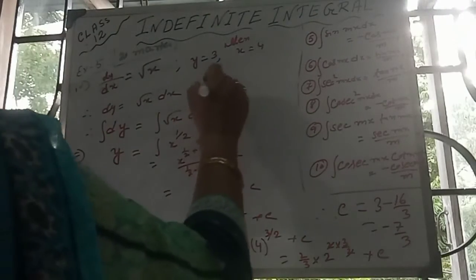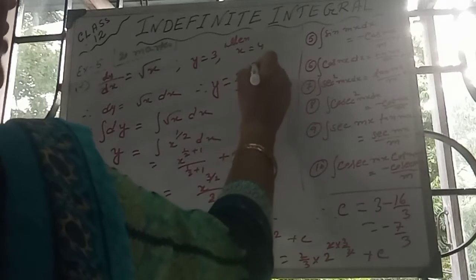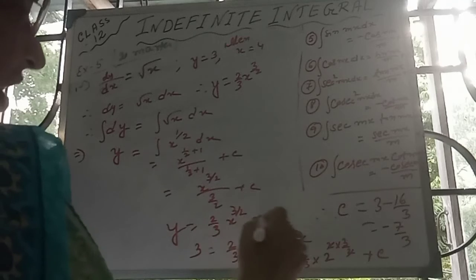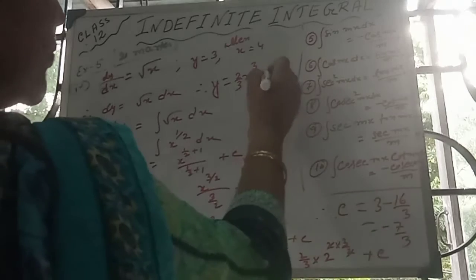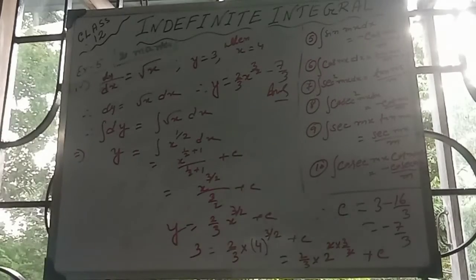Therefore, the required function will be y is equal to 2/3 x to the power 3 by 2, minus 7 by 3. Instead of c, just write the value. This is the answer.